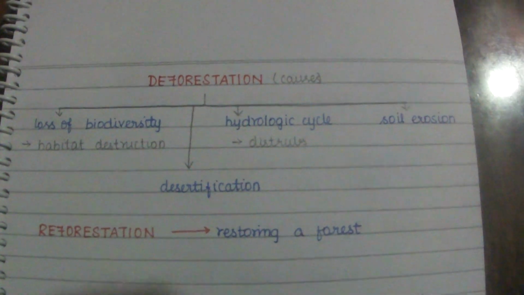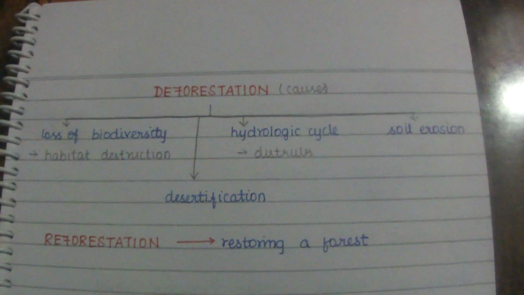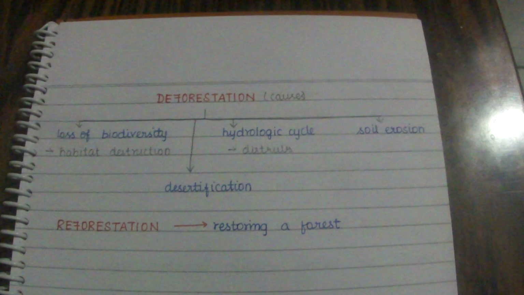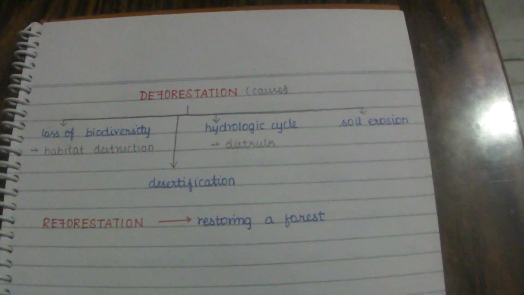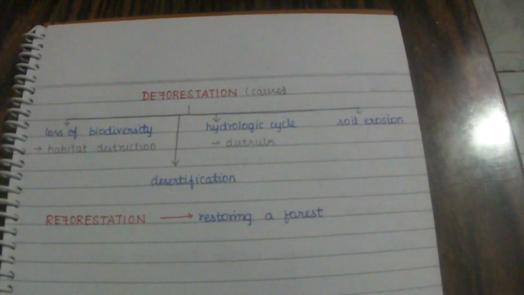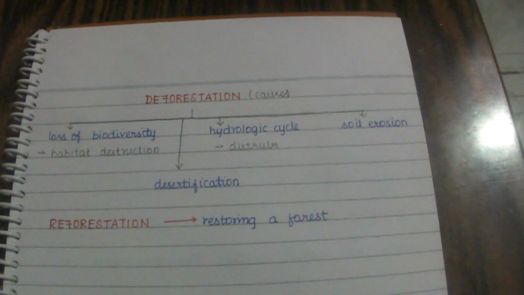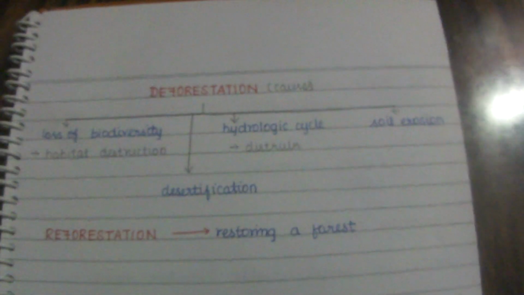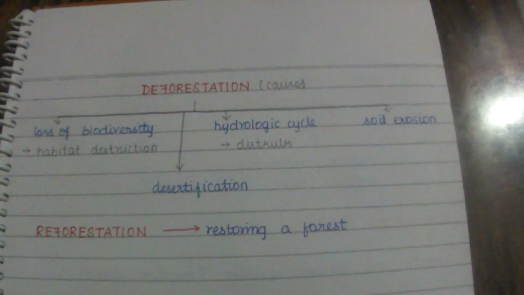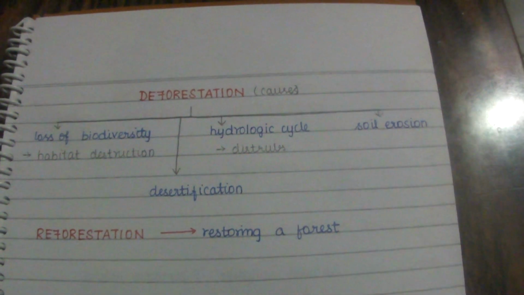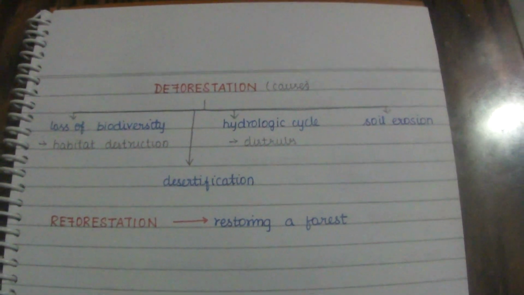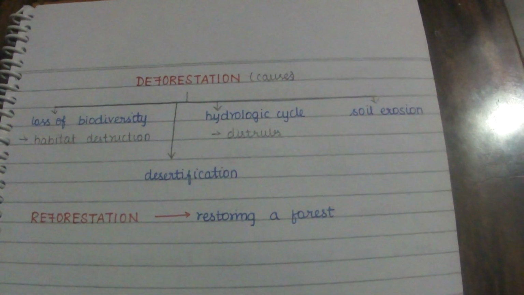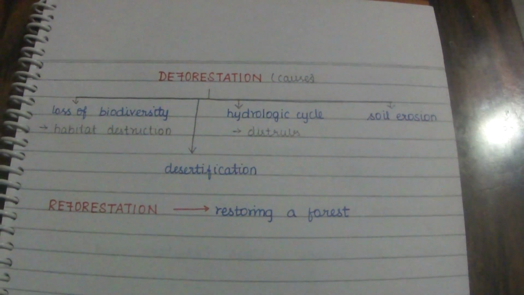Deforestation also causes the loss of biodiversity because of habitat destruction. When a particular area of forest is destroyed, the habitat of that area is also destroyed, so there is a loss of biodiversity. It also disturbs the hydrologic cycle. Desertification, that is the formation of desert, and soil erosion take place.